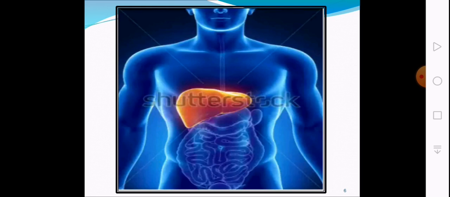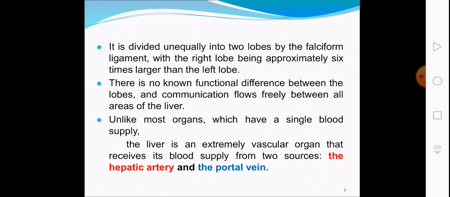As I said, here is the liver in yellow color، بيكون موجود beneath the diaphragm and attached to it and protected by the lower rib cage. دي صورة تقريبية للكبد. It is divided unequally into two lobes by the falciform ligament, with the right lobe being approximately 6 times larger than the left lobe.